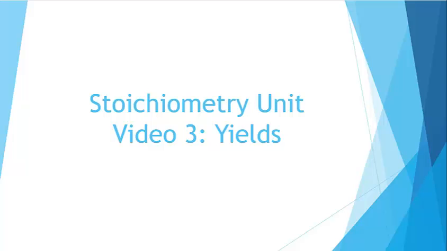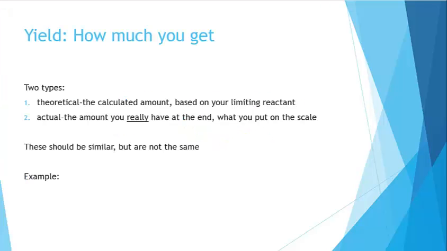Okay, here we are, stoichiometry unit video 3. We're talking about yields. So first of all, what is a yield? A yield is how much you get when you do a reaction, or when you do anything really. There's two types. There's the theoretical, which is the amount you calculate, and that's based on your limiting reactant, which we learned how to calculate in our last video.